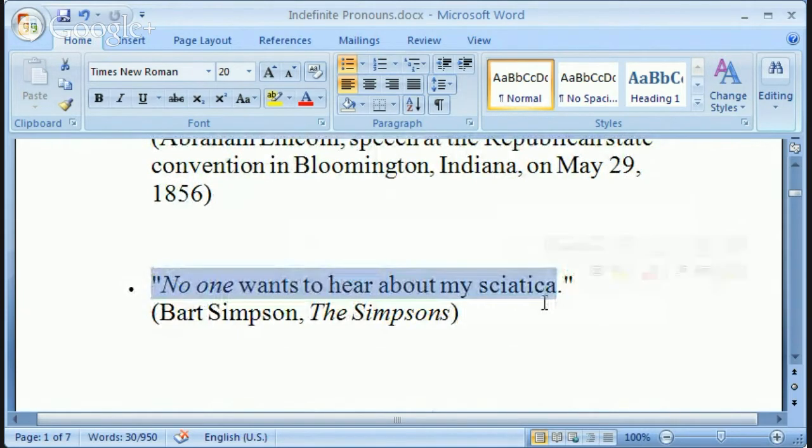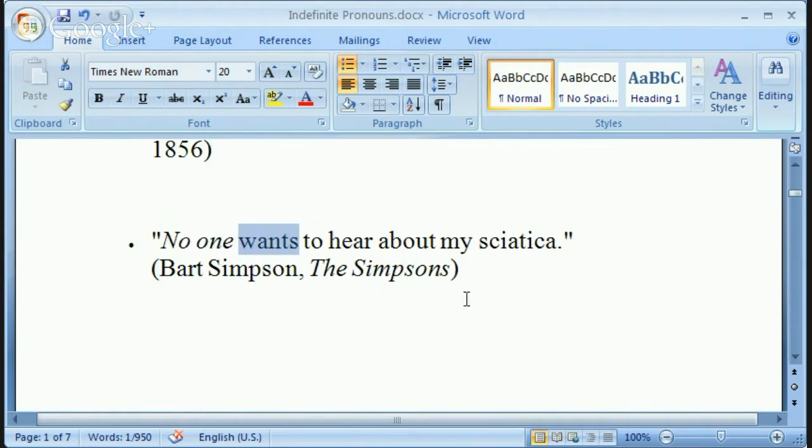No one wants to hear about my sciatica. Bart Simpson, another hero. Okay. No one. Who? It's unspecified. No one. How can no one be specified? All right. It's functioning as the subject noun.